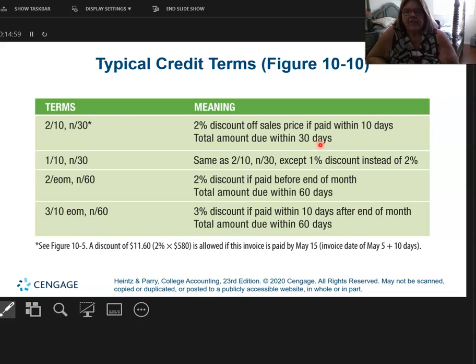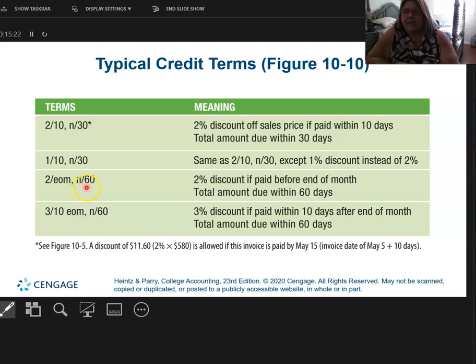Now, why would I do this? It will allow me to get cash in 10 days instead of waiting for them to pay me in 30 days, because 30 days is normally the standard credit period. So here are examples of different terms. 1/10, net 30 is the same as this, except you only get a 1% discount instead of 2%.